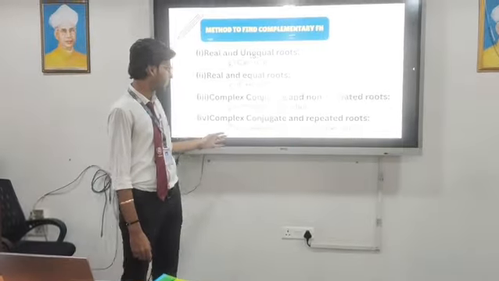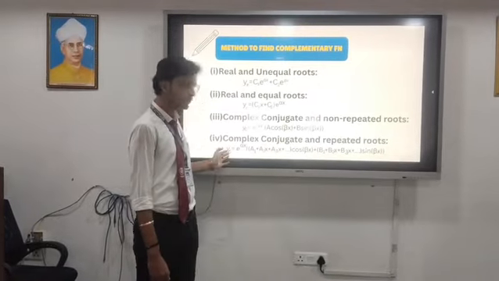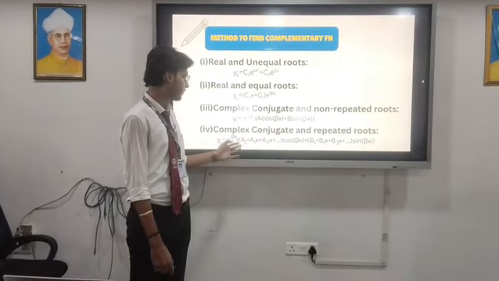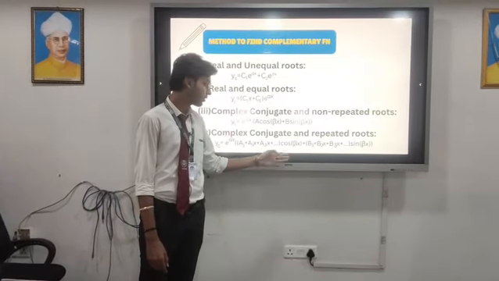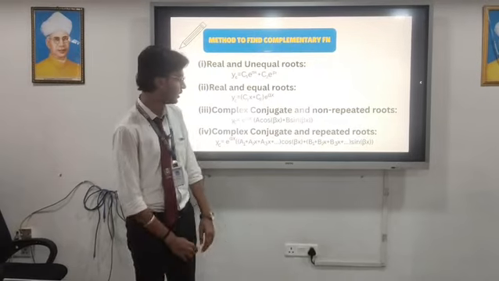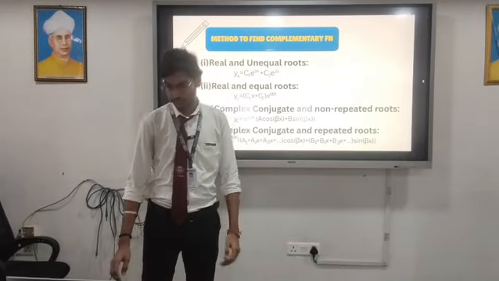And for complex conjugate and repeated roots, we have y equals e to the power alpha x into (a1 plus a2 x plus a3 x squared plus so on) into cos beta x, plus (b1 plus b2 x plus b3 x squared plus so on) into sin beta x.